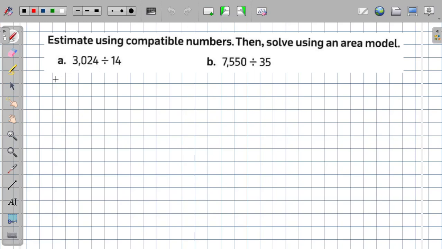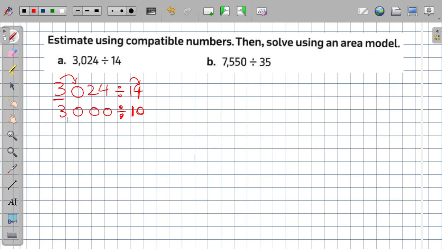I have 3024 divided by 14. So let's round the two numbers. The first one I rounded to the nearest thousand, so I have 3 and the next digit is 0, so our estimation will be 3. Okay, and I have 3 digits, so I will have 3 zeros. Next, I have here 14, so I have 1 and the next digit is 4, so 1 does not change, so I can say that it's just 10.